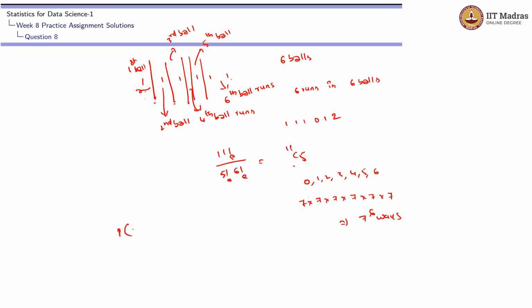So the probability of scoring 6 runs would be equal to 11C5 divided by 7 power 6. That would be equal to 0.00392. This is the approximate value for 11C5 divided by 7 power 6. So the probability of him scoring 6 runs in an over would be 0.00392.